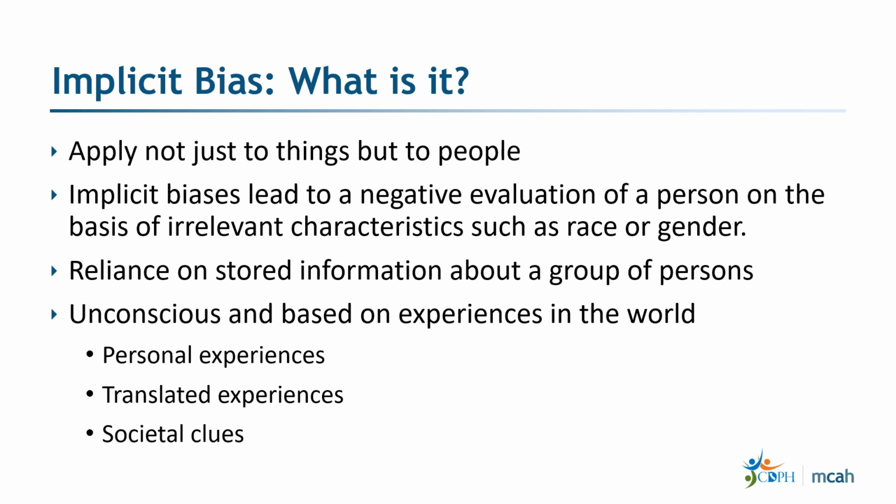Implicit biases are pervasive. Everybody has them. And these implicit associations do not necessarily align with our declared beliefs or reflect attitudes we would explicitly endorse. Because we are unaware of them, we do not overtly affect them. Implicit biases are unconscious and based on experiences in the world. They are fed by personal experiences, translated experiences, such as the stories we're told about our families, and societal cues.